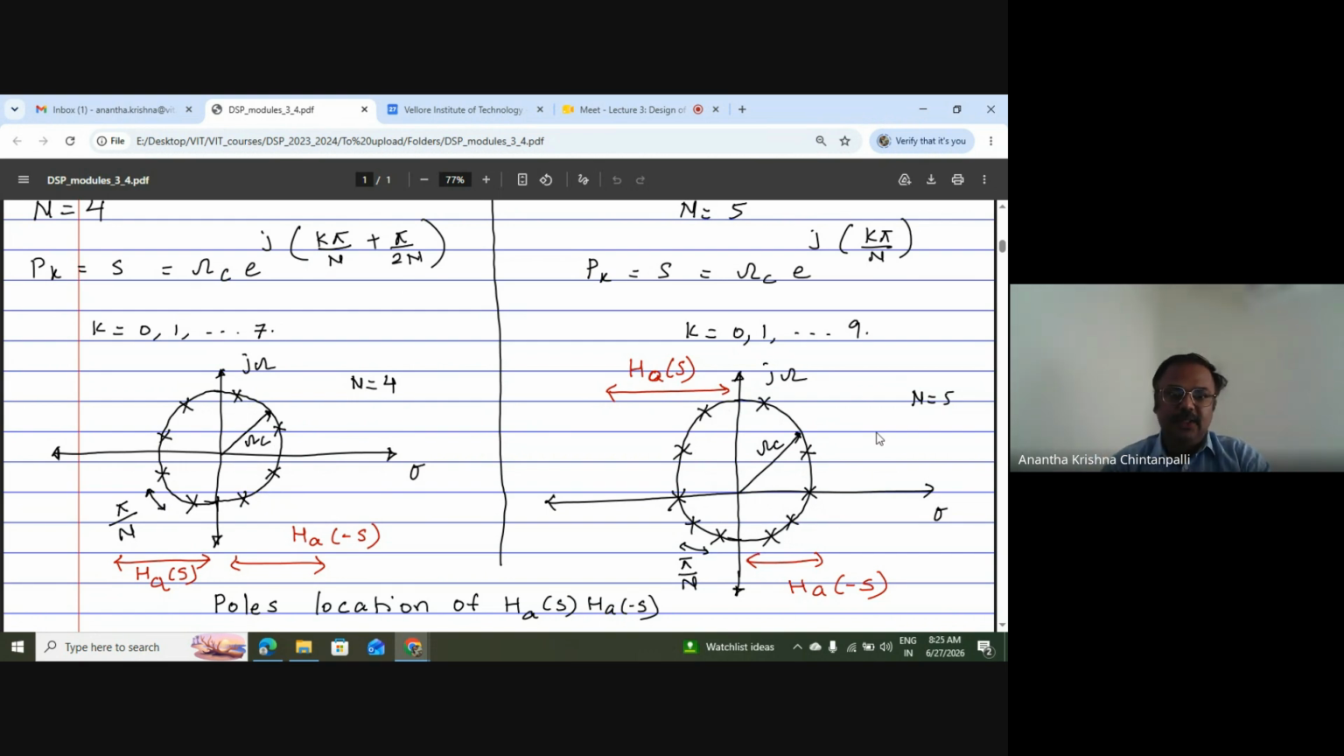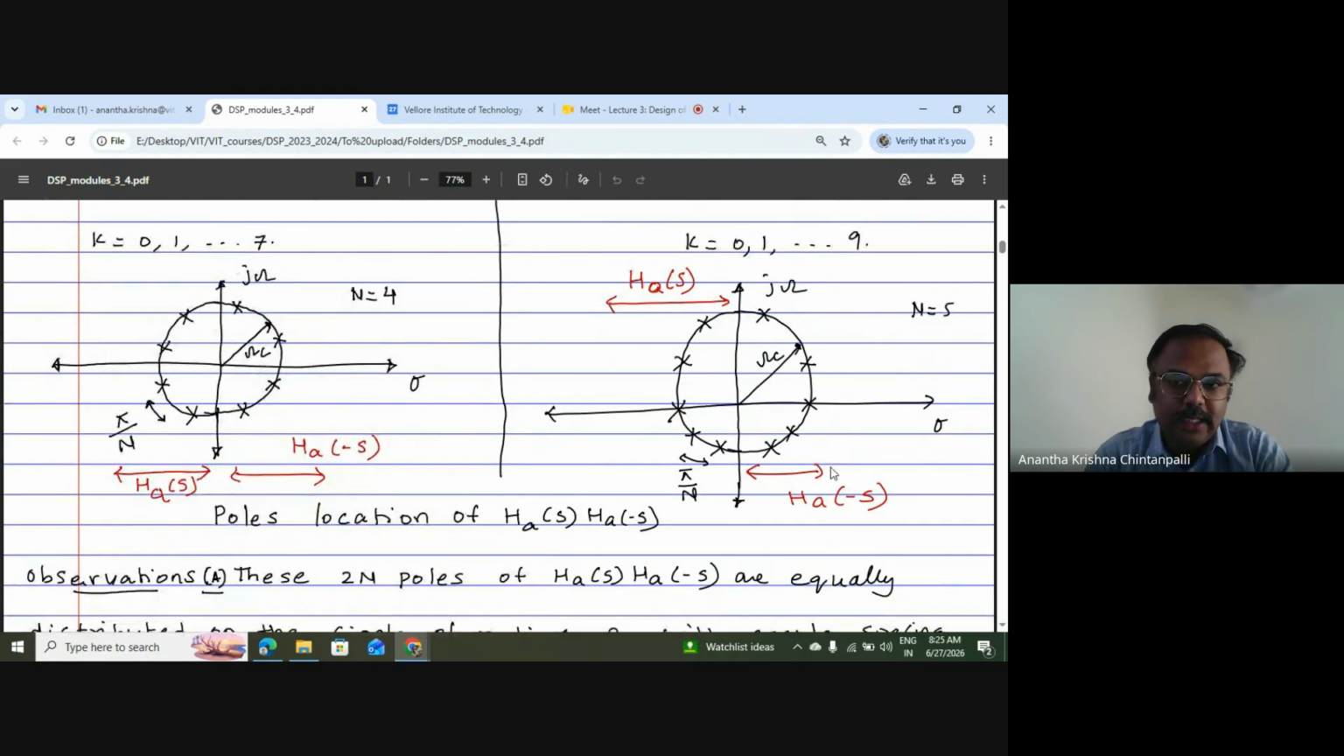Okay, so the radius is omega c, and each adjacent pole is separated by an angular frequency of pi divided by n in both the cases. Okay, this I'm going to talk about in a little bit of time when I try to derive H a of s, which is a system function. Okay, right, so hold on for a second there.